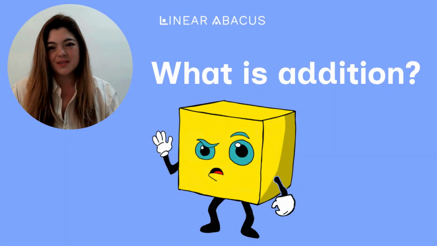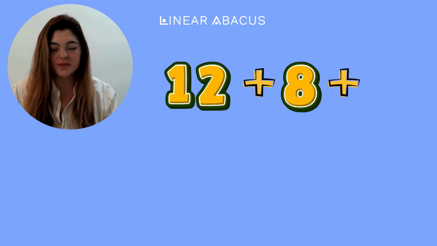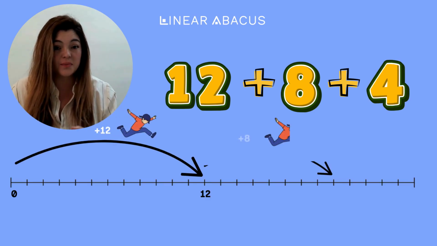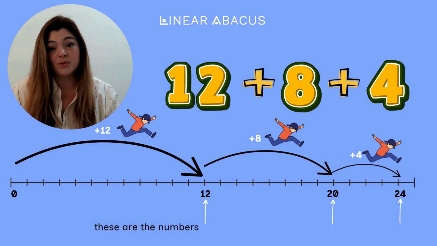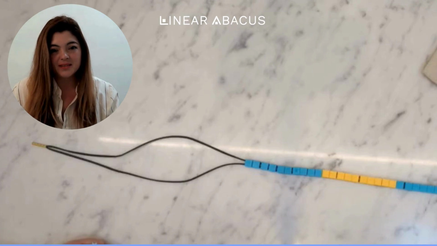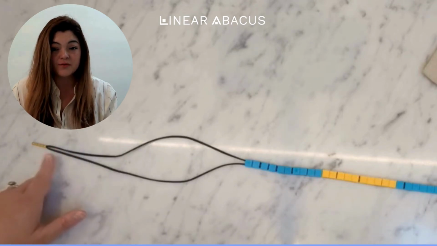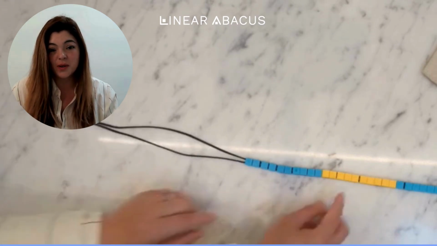So first, let's be clear about what addition actually is. When we look at this number sentence here, 12 plus 8 plus 4, all of these numerals are actually acting as actions first before they become numbers, which are totals or places in an order. So when we see plus 12, that's not a number yet, it's an action. And we're counting on from 0. We start here at 0 and then we count on 12.